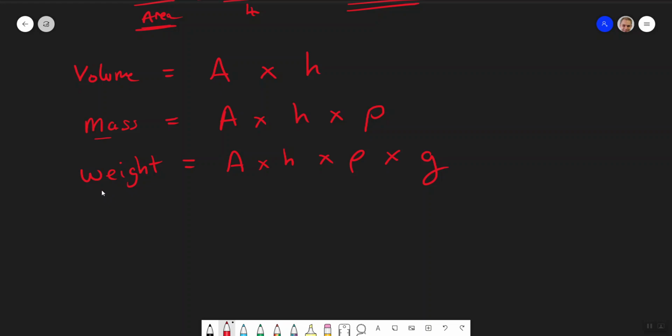And what we finally want to do is take the weight and divide it by the area. So we get that the pressure is equal to the force, or the weight, over the area. So that equals the area times the height times the density times the strength of gravity, over the area.